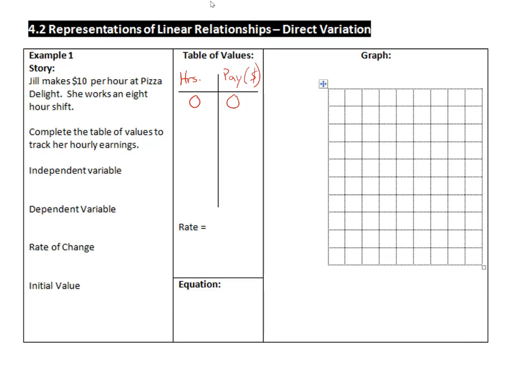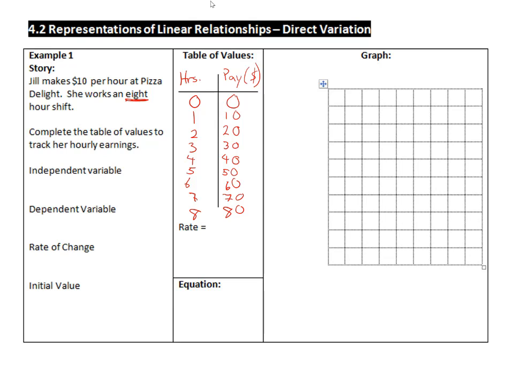Okay, perfect. Next would be 1 hour, which would be $10. And we say she works an 8-hour shift, like it says over here. So that means we're going to go all the way up to 8. 2 hours, that means $20. 3 hours, that means $30. 4 hours is $40. 5 hours is $50. 6 hours, $60. 7 hours is $70. Then 8 hours is $80. So every hour she earns $10.